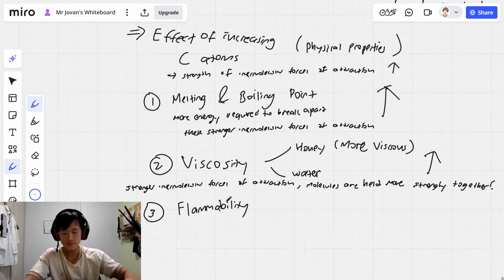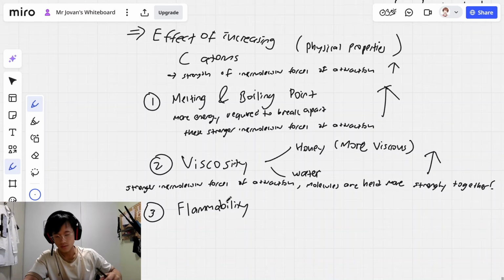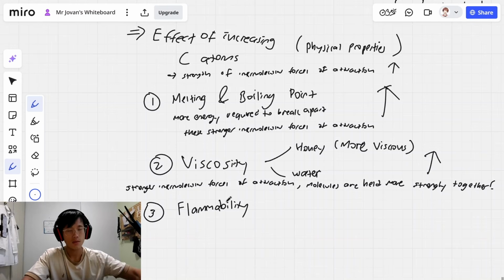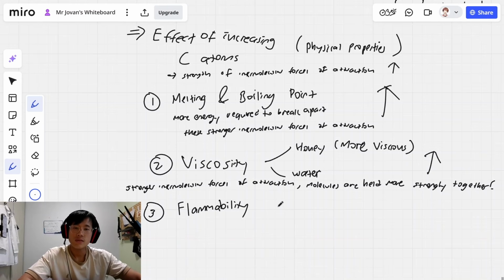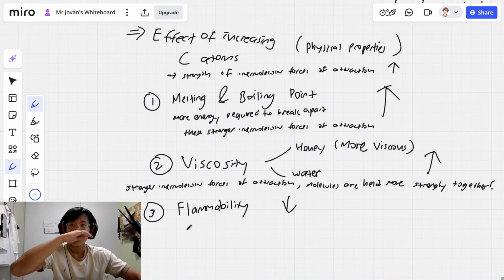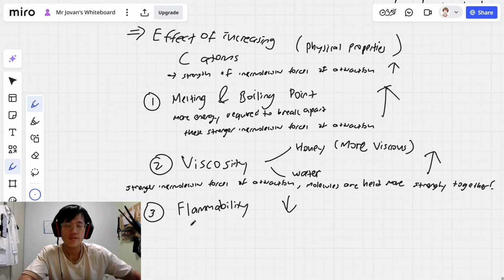For flammability, flammability will decrease as the number of carbon atoms increase. Why? I want you to make a guess. For some of the things that we learned, for example, methane. And we also have, pretend it's a super big one.